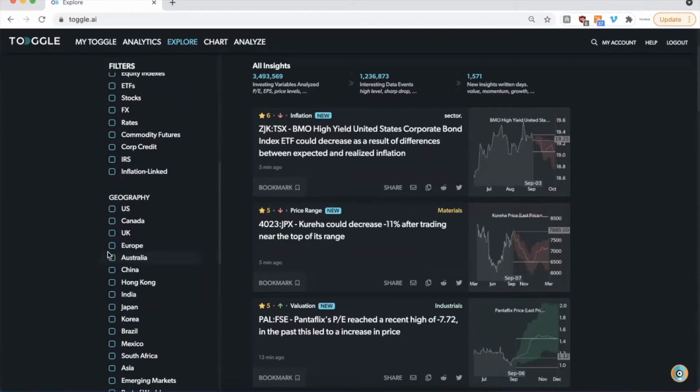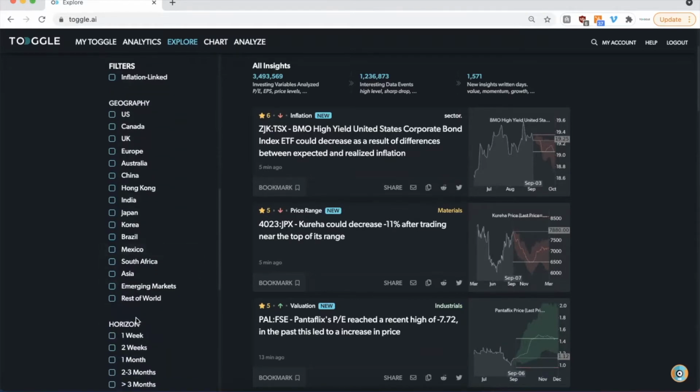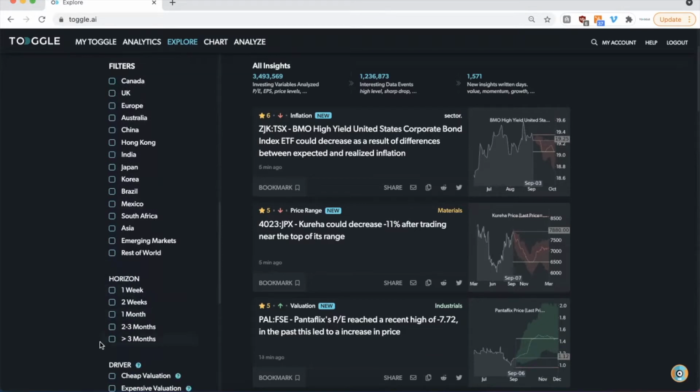So if you're only interested in the Indian stock market or Indian assets, you can click India. If you're looking at assets in the Australian markets, you can click Australia, Asia, Mexico, rest of the world. We've really done this so that you can really hone down on insights that are relevant to you as an investor. Continuing on, looking at insights in a specific horizon.